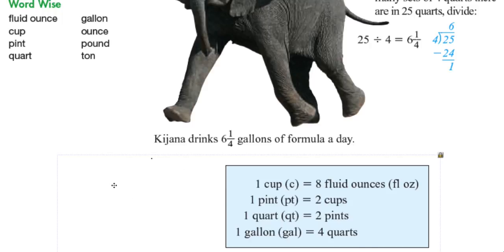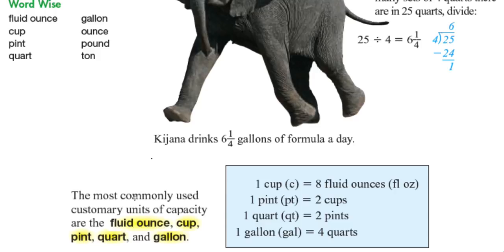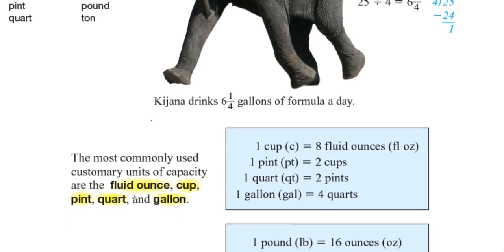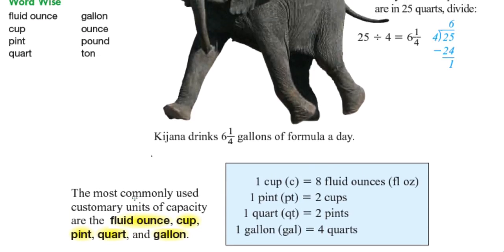Okay, so the most commonly used customary units of capacity are fluid ounce, cup, pint, quart, and gallon. And this is the conversion. 1 cup, or C, is equal to 8 fluid ounces. This is the symbol: fl oz. 1 pint is equal to 2 cups. 1 quart is 2 pints. 1 gallon is 4 quarts. I hate to say this, but you need to memorize this.